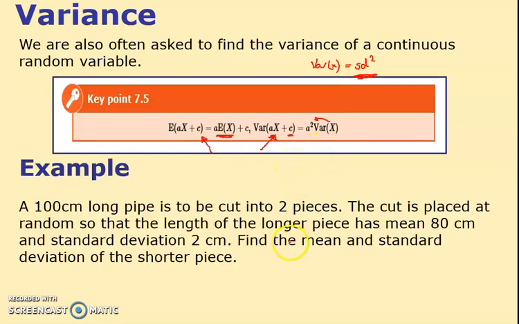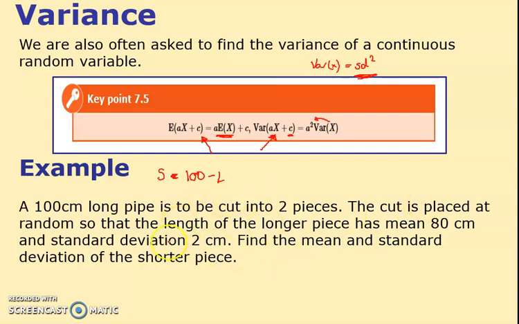An example then: a 100 centimeter long pipe is to be cut into 2 pieces. The cut is placed at random, so the length of the longer piece has a mean 80. So let's just have a think about this for a moment. Now I suppose it wants us to find the mean and standard deviation of the shorter piece. So we want the shorter piece, so I suppose that becomes our variable. But what does it depend on? It depends on the fact that it's 100 centimeters minus the length of the longer piece. So that's one way to think about this.